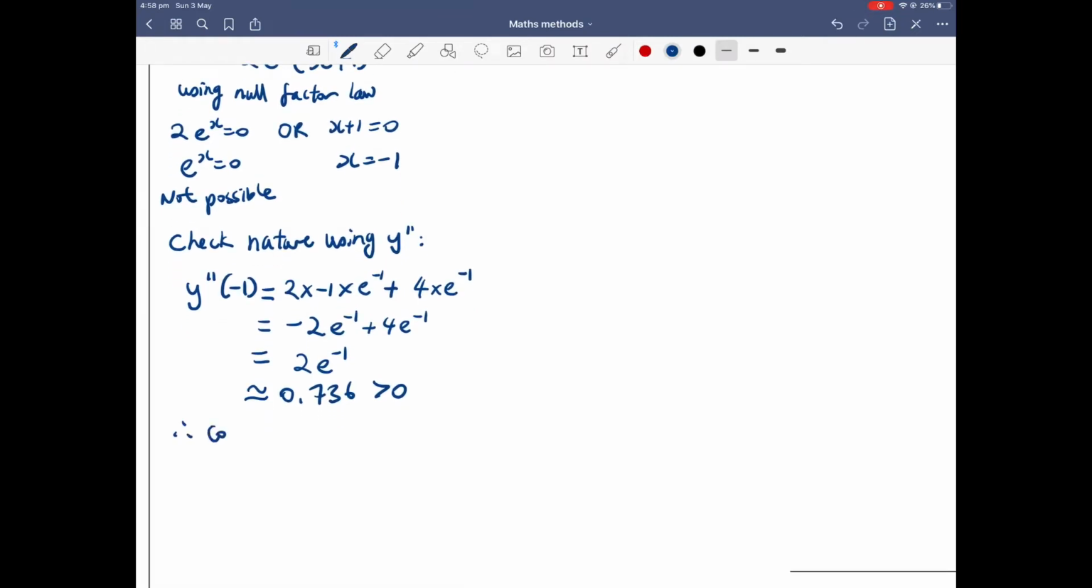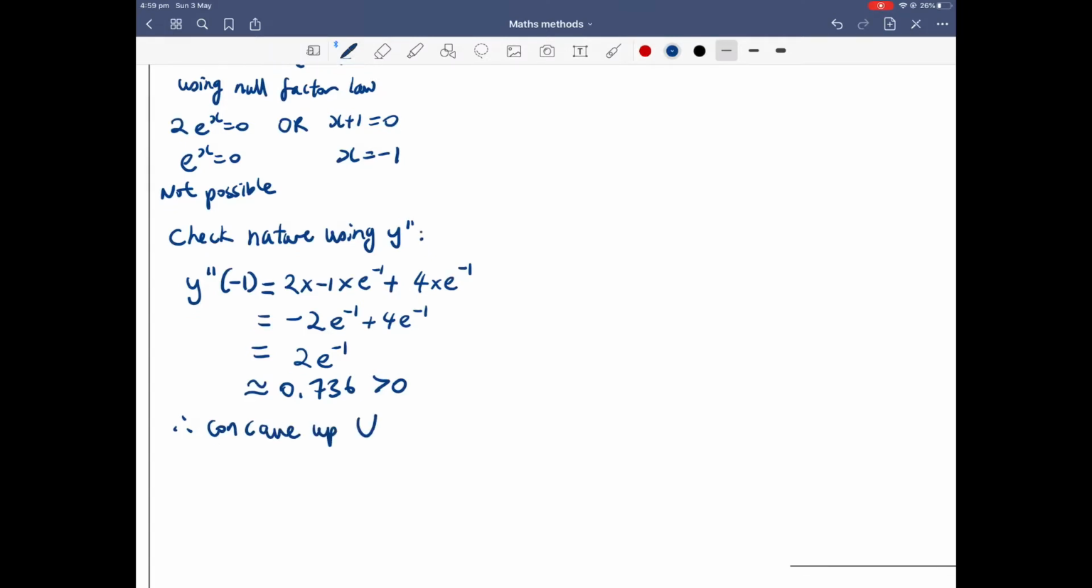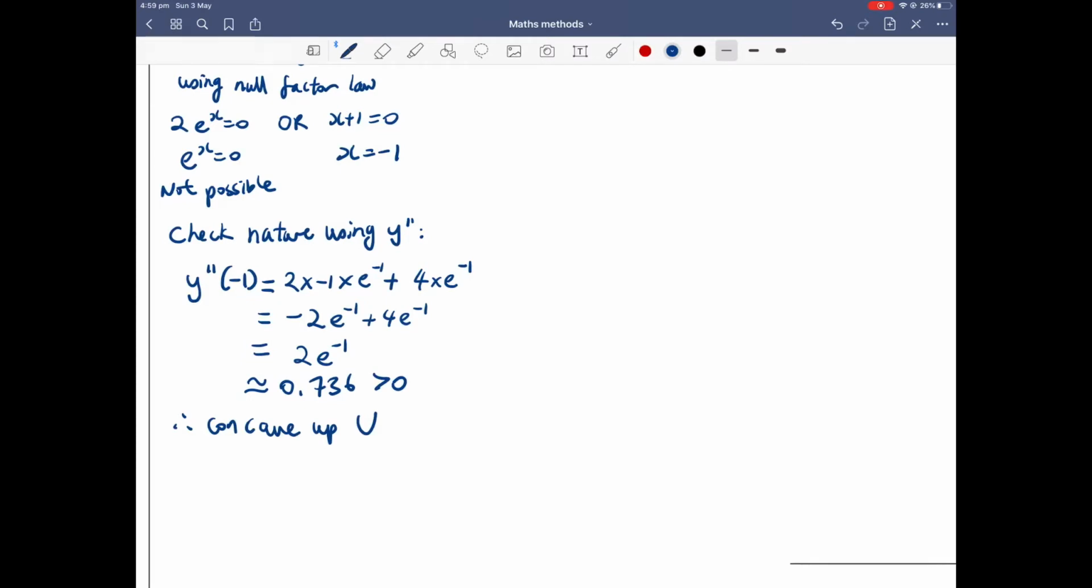So that tells us it's a minimum, a happy face, because it's positive, or concave up. Now when we want a point, we need the y value as well. So we need to work out the y value when x is -1.